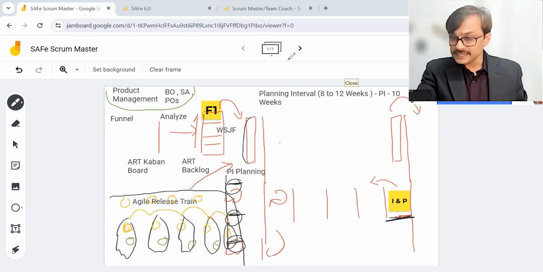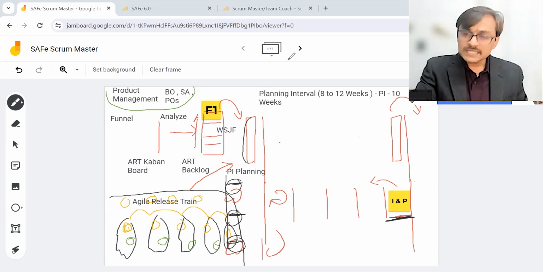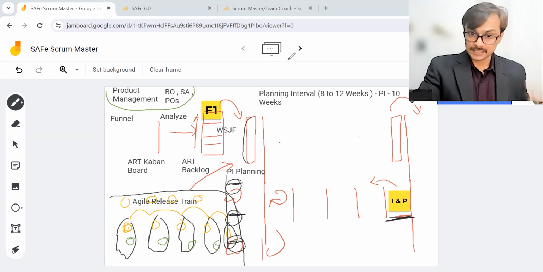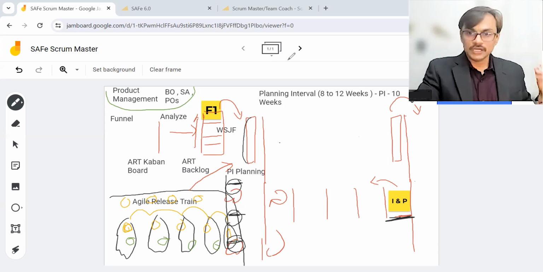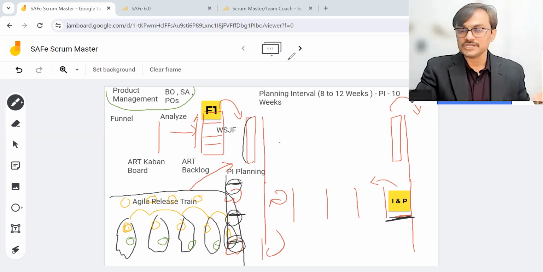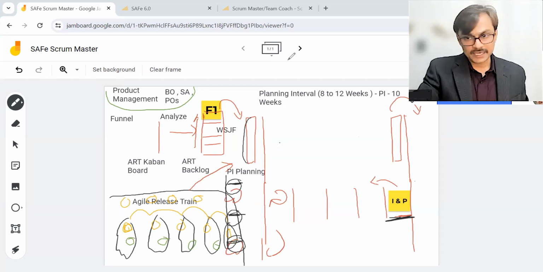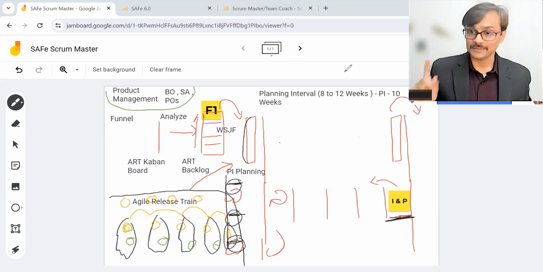I ensure the dependencies are identified and resolved. I ensure that my capacity planning for the upcoming PI is done. And I ensure that we also take historical data into account, so that we have a realistic estimation for the upcoming PI velocity forecast. I need to do all this, or else I will not be able to support my team in having a better PI planning meeting. So I help my team get ready for the PI planning meeting.